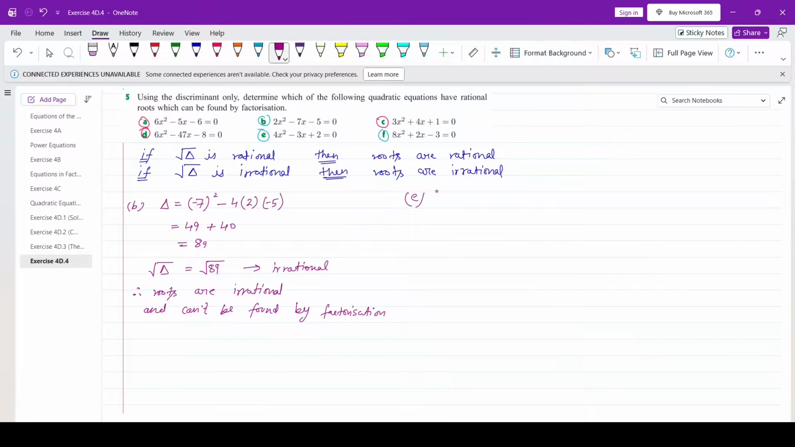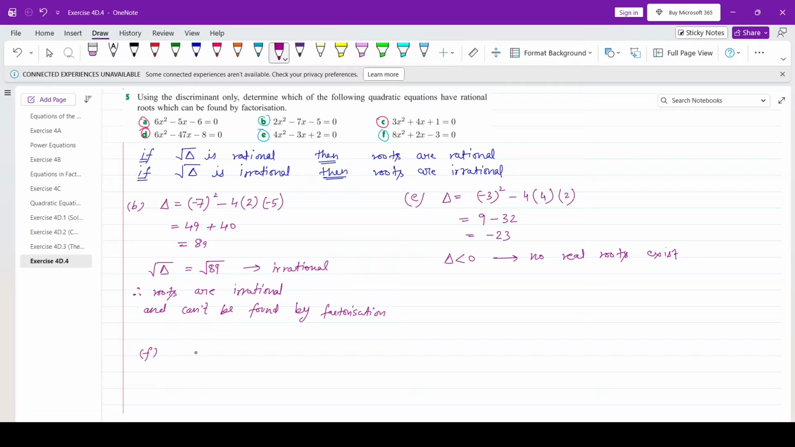e. The discriminant is negative 3 square minus 4 times 4 times 2, that is 9 minus 32. So this is negative 23. Here we know the discriminant is less than 0, so no real roots exist.